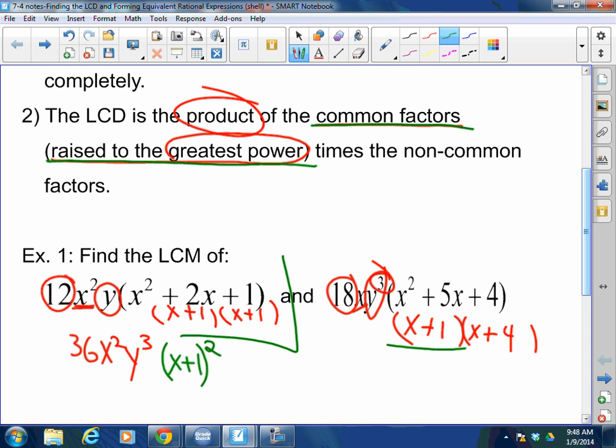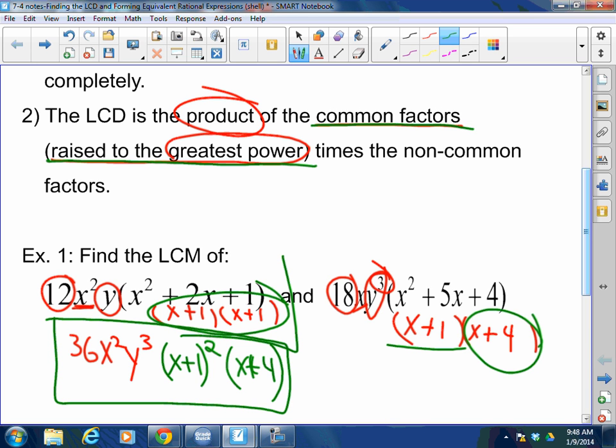And then I have an x plus 4 here, right? Do I have an x plus 4 here? So I need another x plus 4. And that will be my least common multiple. Talk to me. We're going to have examples all day today.